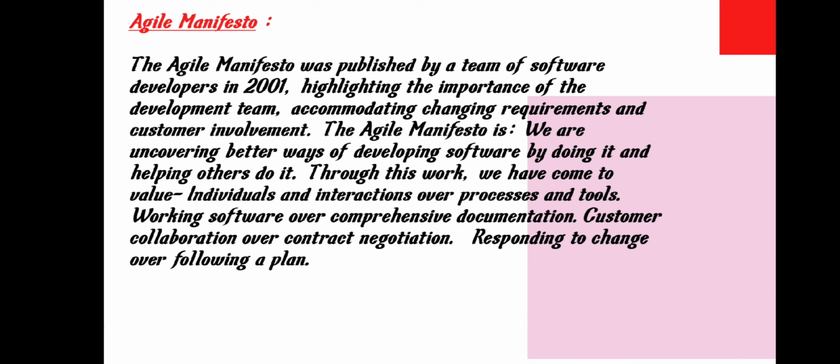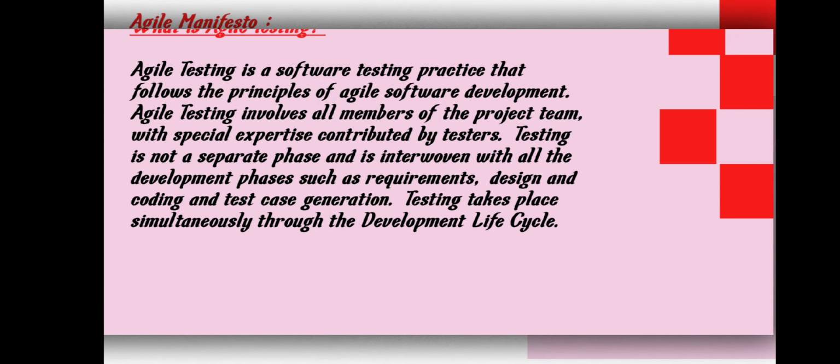First, let us see the Agile Manifesto. The Agile Manifesto was published by a team of software developers in 2001, highlighting the importance of the development team, accommodating changing requirements, and customer involvement. In this, uncovering better ways of developing software by doing it and helping others to do it: working software over comprehensive documentation, customer collaboration over contract negotiation, responding to change over following a plan.